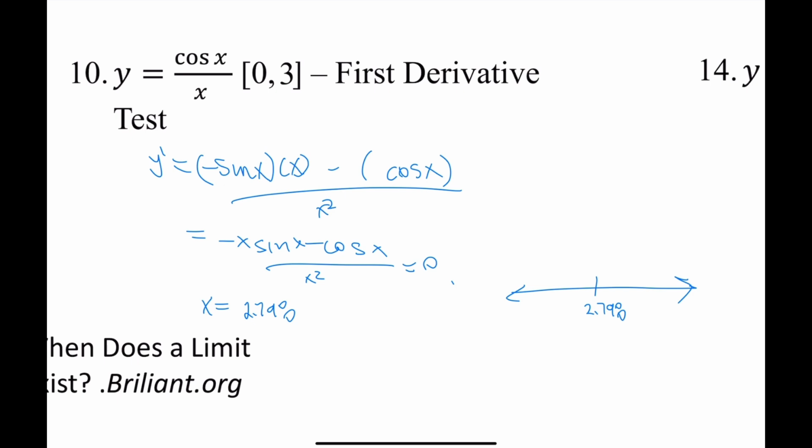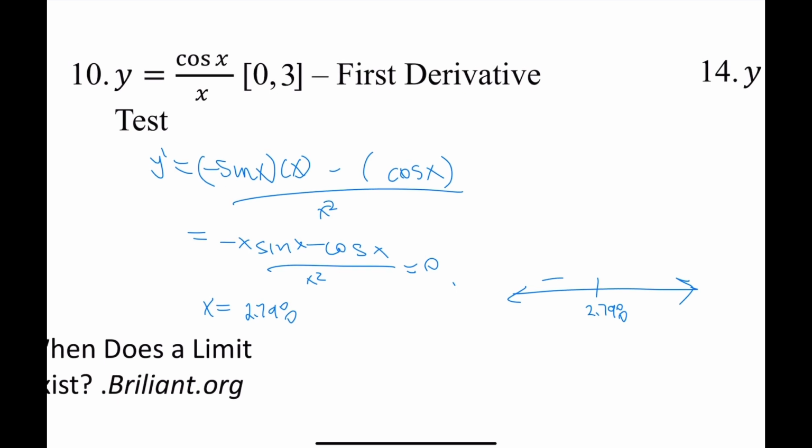Okay, so based on this 2.798, I'm going to see where the positives and negatives are. So before 2.798, the value is actually negative. And then after 2.798, it's going to be positive. So there is a relative min at 2.798. And then cosine 2.798 all over 2.798 gives us a negative 0.337.